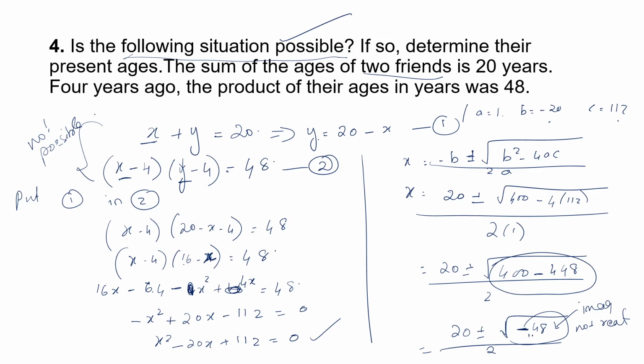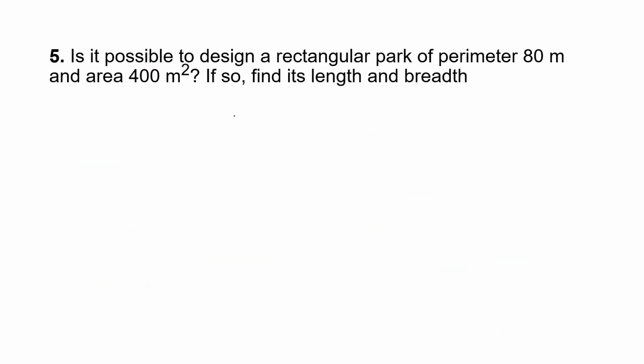Okay. So two ages of friends, the sum of them is given, and the product before 4 years is given. So we have to convert one variable into the other by using the other equation, and then solve that. We will arrive at a quadratic equation. After that we have to find the solution for the quadratic equation using the quadratic formula. Substitute everything and check b square minus 4ac is becoming negative. So this situation is not possible, right? Yes. Next question. Is it possible to design a rectangular park?